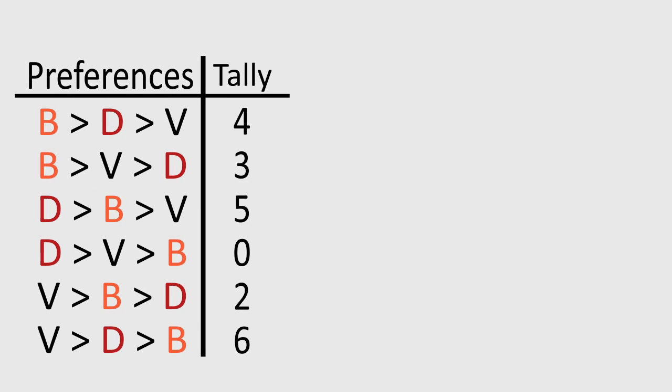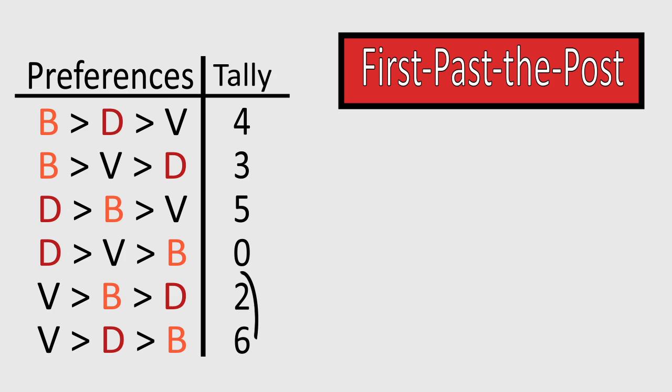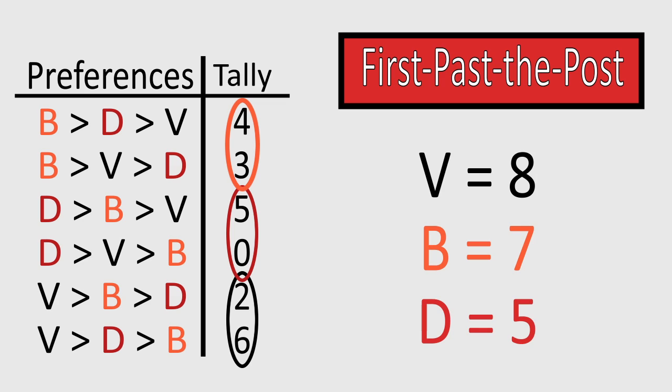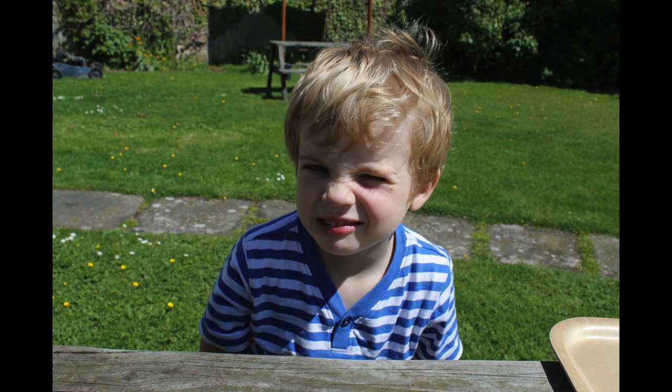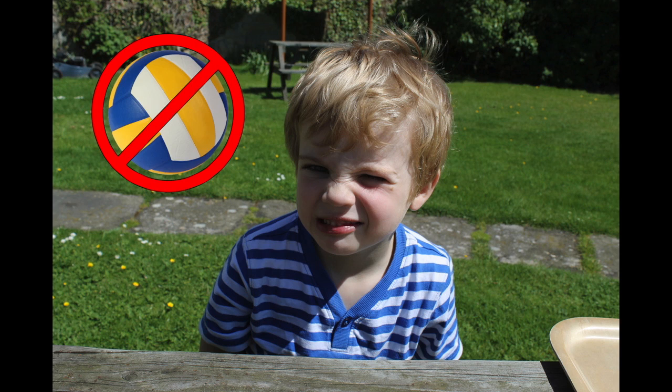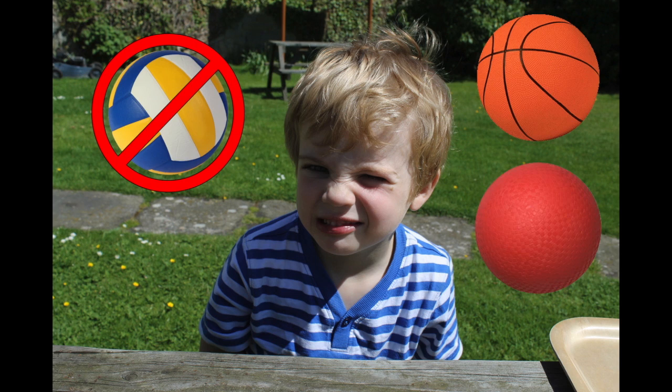The teacher decides to go with the obvious method called first past the post. He tallies up the students' first choices, if they could only choose one, and finds that volleyball is the winner. But some students aren't too happy about this. Alex says, "I really don't want to play volleyball, but would be happy to play either basketball or dodgeball."